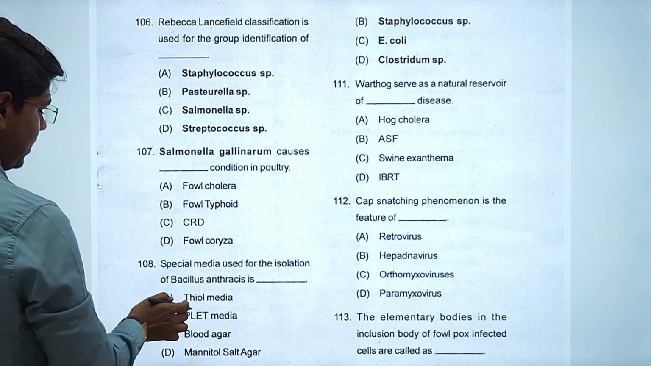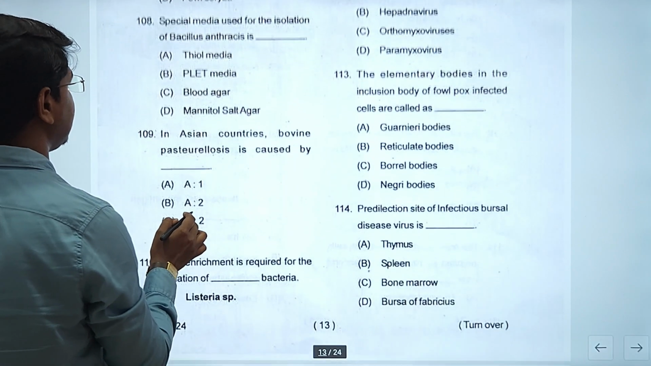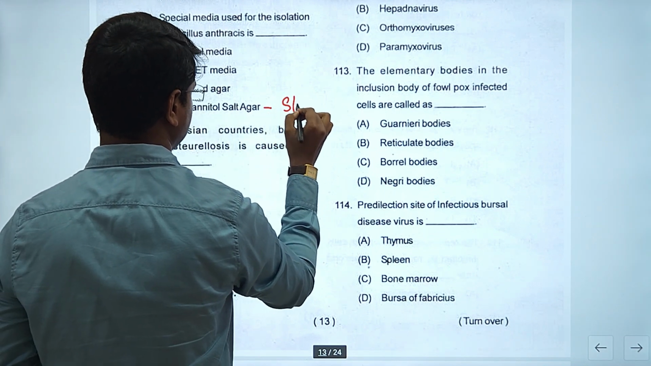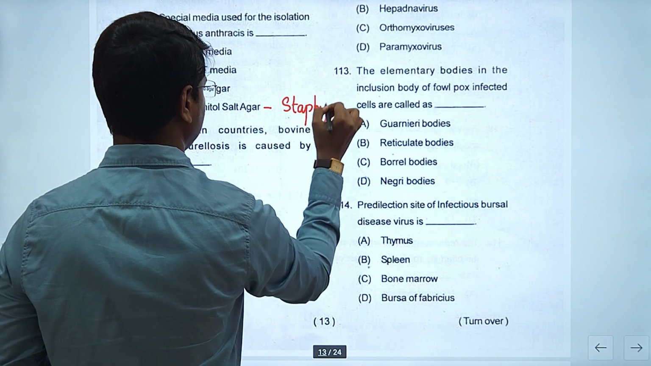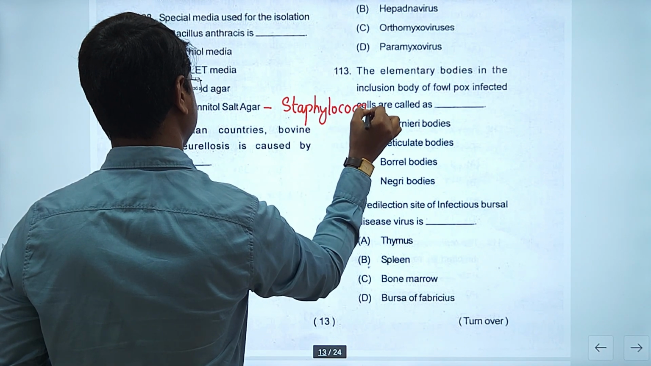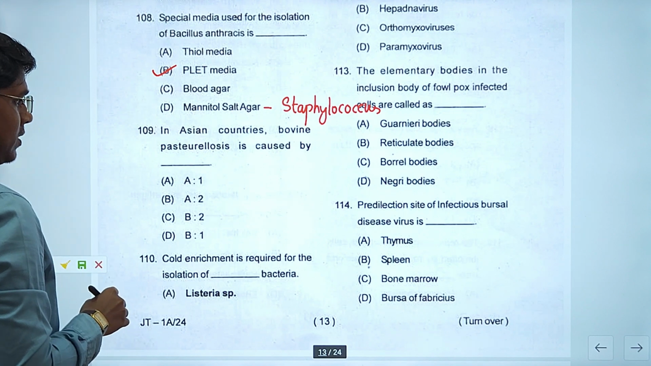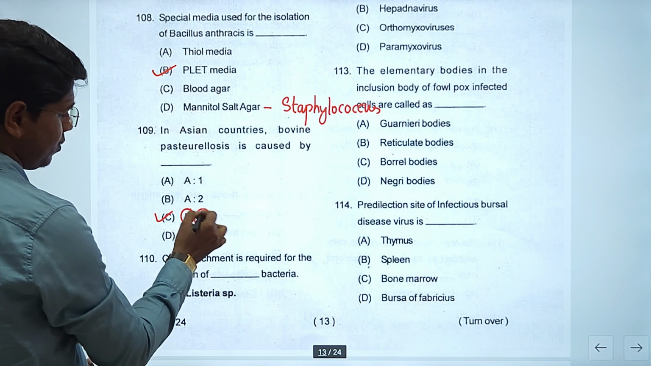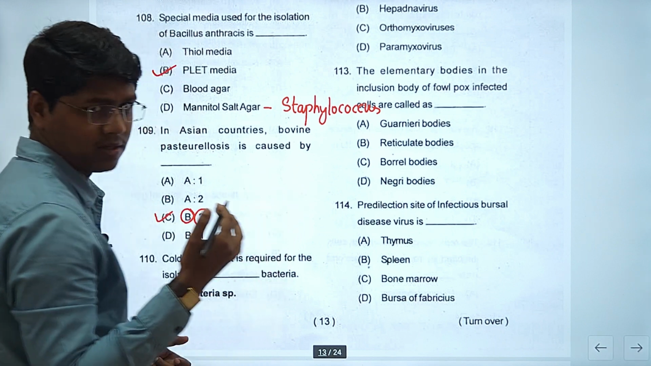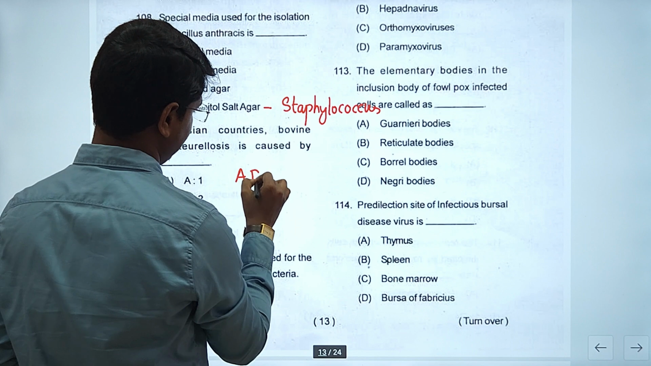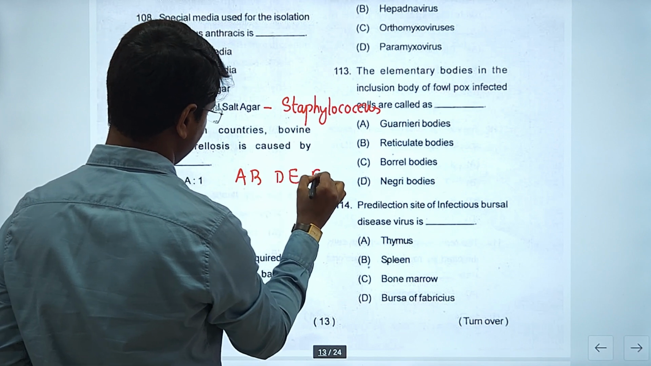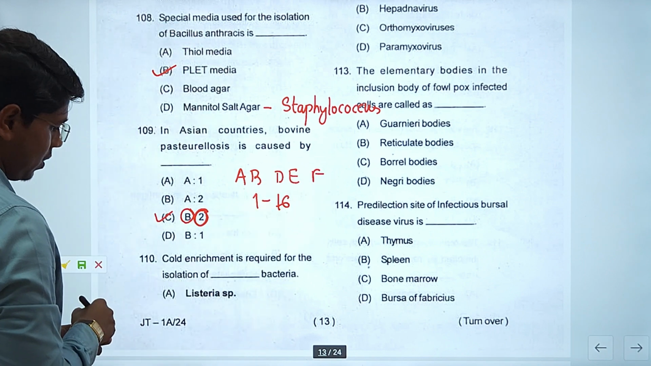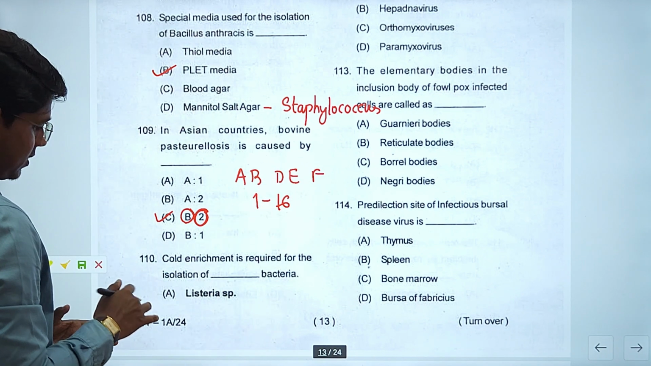Special media used for the isolation of Bacillus anthracis is PLET media. Okay, mannitol salt agar is used for Staphylococcus. In Asian countries, bovine pasteurellosis is caused by B:2. Okay, B is the serogrouping and 2 is the serotyping. There are 5 groups A, B, D, E, F, and their serotype is from 1 to 16. Different combinations can happen. Cold enrichment is required for the isolation of Listeria.